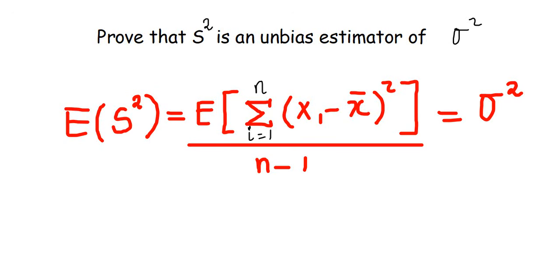So here is a question. Prove that S squared is an unbiased estimator of sigma squared. Now, what are we really talking about for this question?